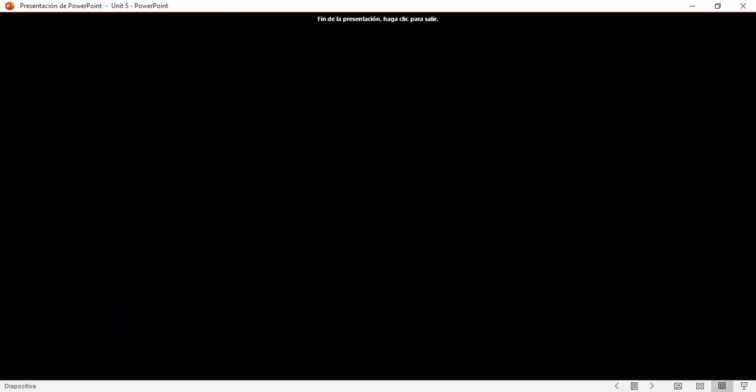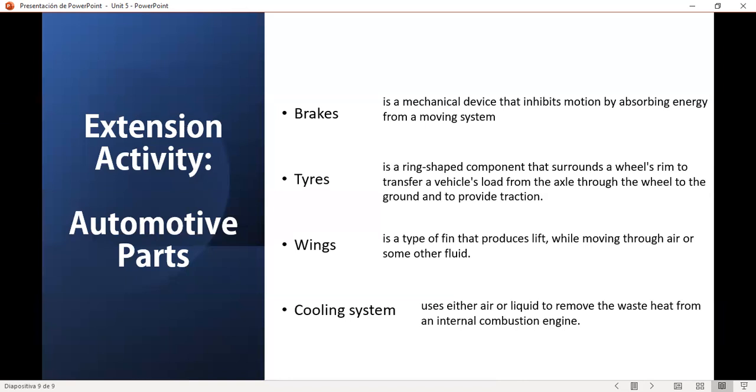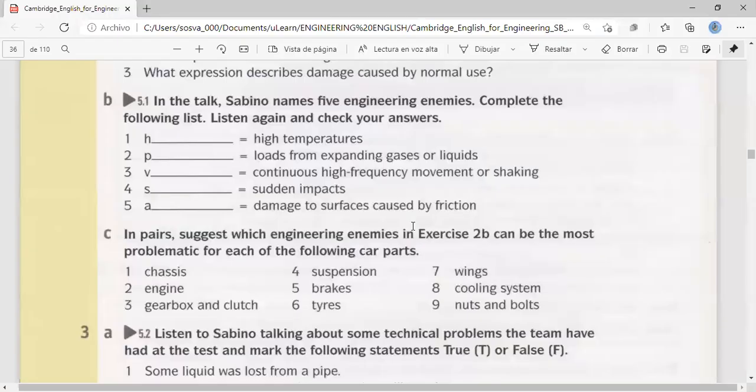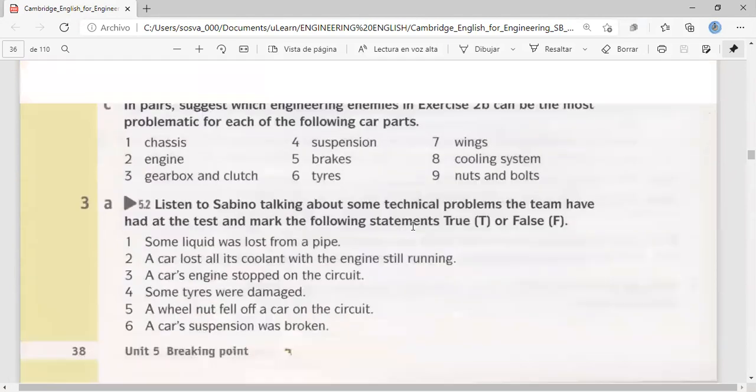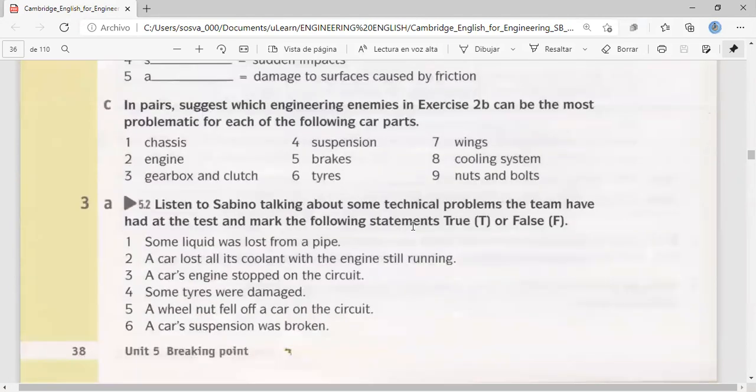So let me go back to the book. Okay, here it is. It says in here, exercise 3A. Listen to Sabino talking about some technical problems the team had at the test, and mark the following statements true or false. So let's listen to Sabino and the problems, and you will tell me if they're true or false.